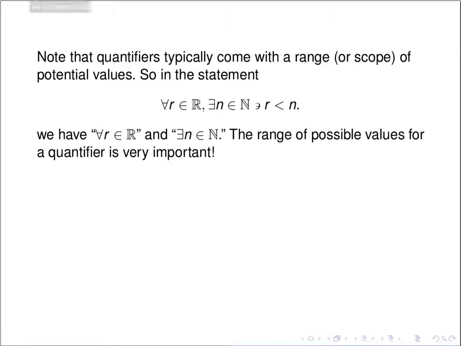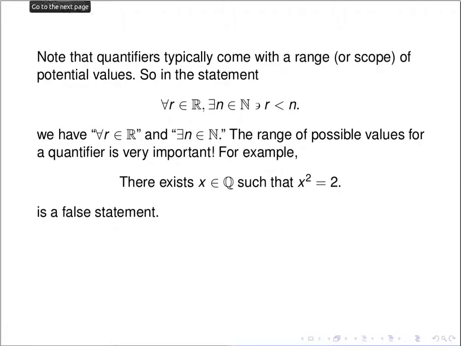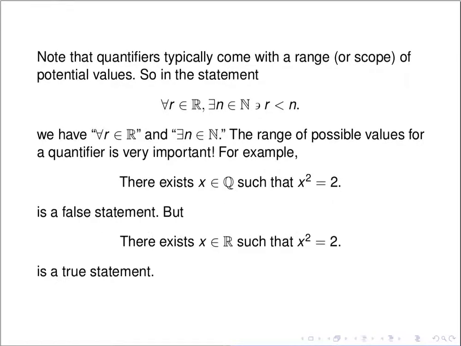The range of possible values for a quantifier is very important. It's an essential part of the meaning of a statement. And so for example, the phrase there exists x in the rationals such that x squared equals 2, that's a false statement. There's no square root of 2 in the rationals. But if I just change the scope of that quantifier to the real numbers, then it becomes a true statement. So don't ignore that range where the variables come from when you're restating or reformulating a mathematical statement with quantifiers.